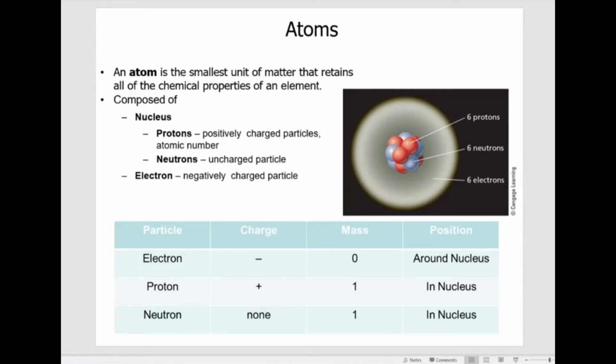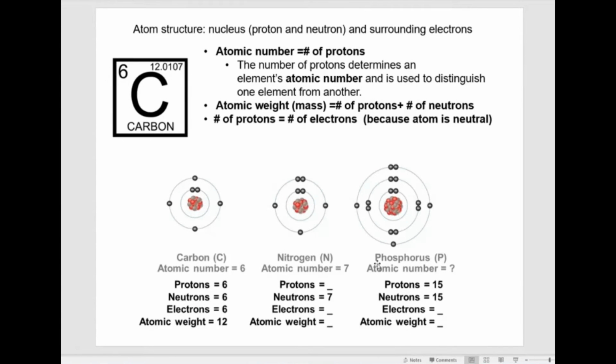They stay neutral. I'll tell you that each atom is electrically neutral. That means the negative charges carried by the electrons have to be equal to the positive charges carried by the protons. So usually when you look at a neutral atom, the number of electrons and the number of protons should be the same. This way the atom stays neutral. Okay, let's move on to the next slide.